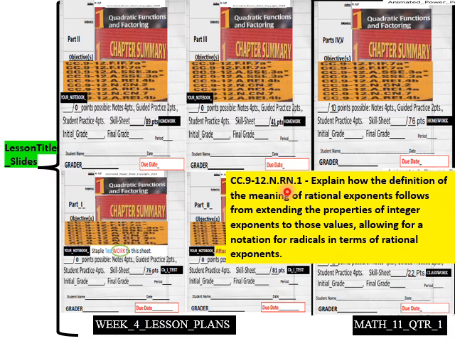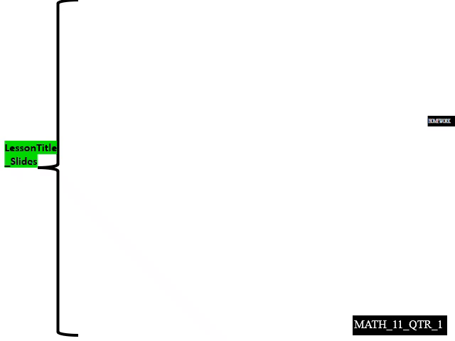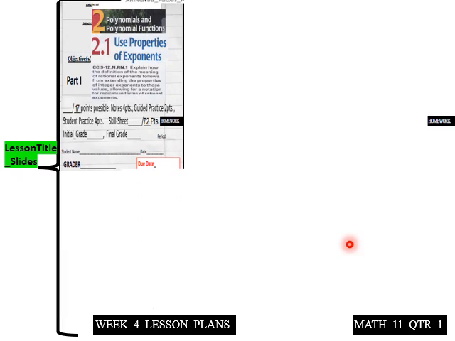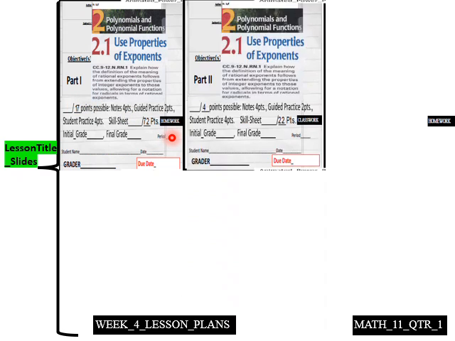And it's this standard here, Common Core 9 to 12, Rn.1. Explain how the definition of the meaning of rational exponents follows from extending the properties of integer exponents to those values, allowing for a notation for radicals in terms of rational exponents. And then 2.1, Part 1 homework, we have 72 points of homework and 17 points of note-taking.